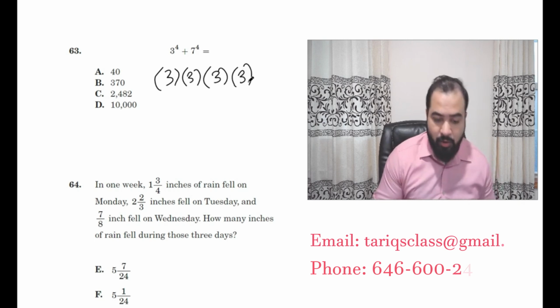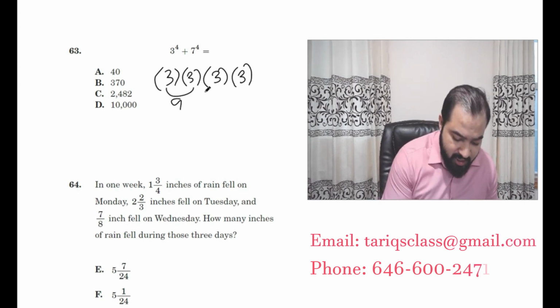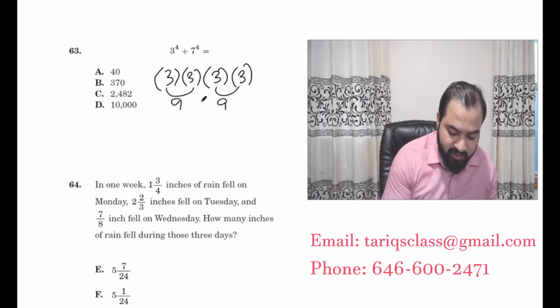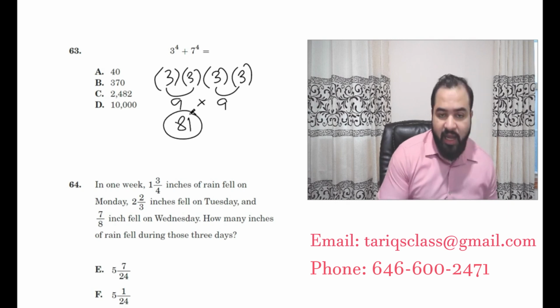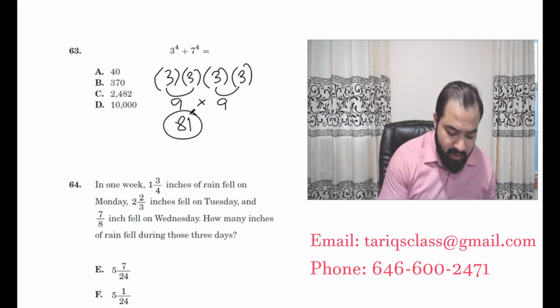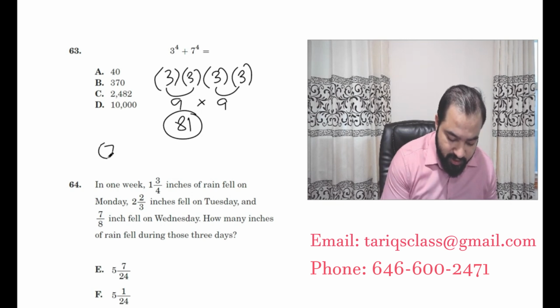Okay, that's 3 power 4. So 3 times 3 is 9, and again, this 3 times 3 is 9. Now 9 times 9 is 81. And 7 power 4 means we have to multiply 7 four times. Let's do it here. 7 times 7 times 7 times 7.